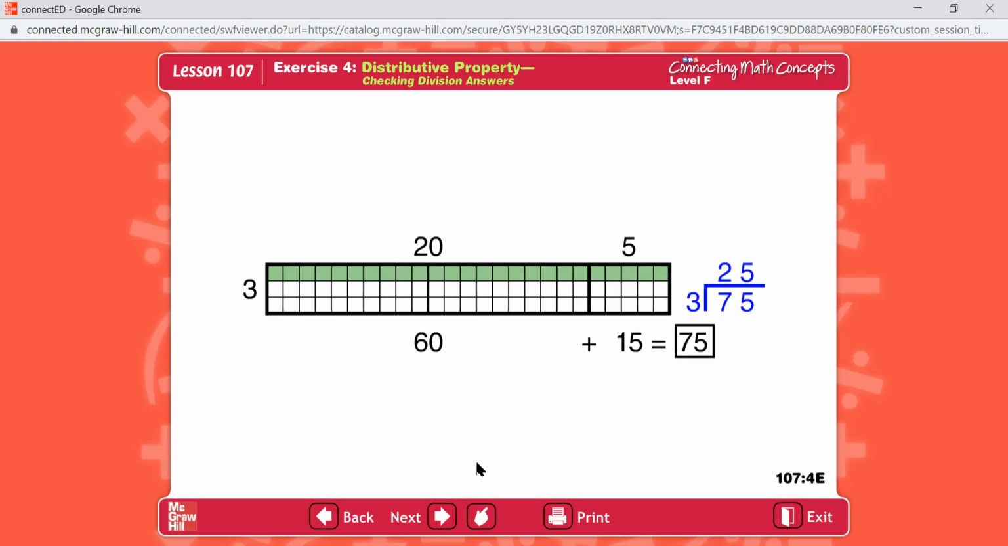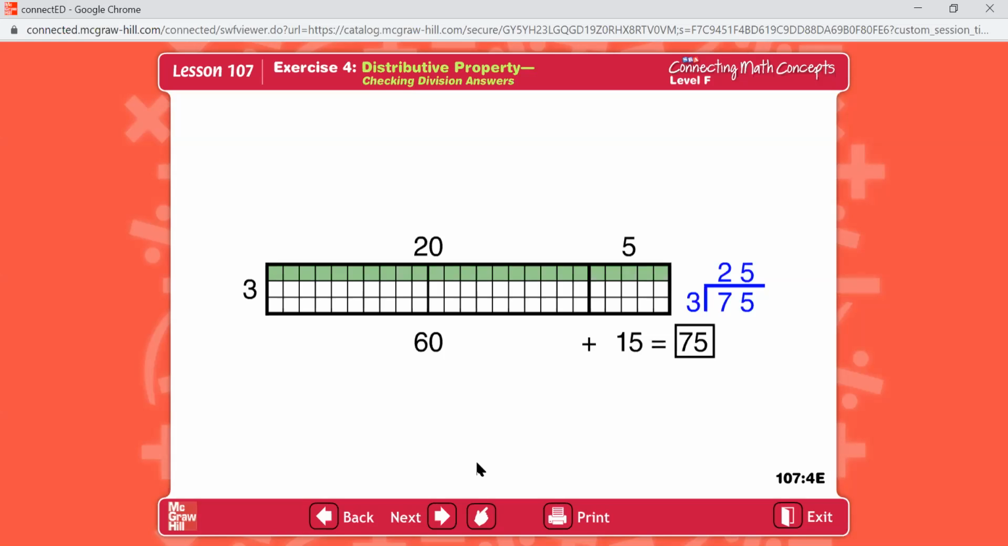There are 30 squares in the tens part for each row, and there is 1 square in each part for the ones row. There are 31 squares in each whole row. That's the answer to the problem, 155 divided by 5.